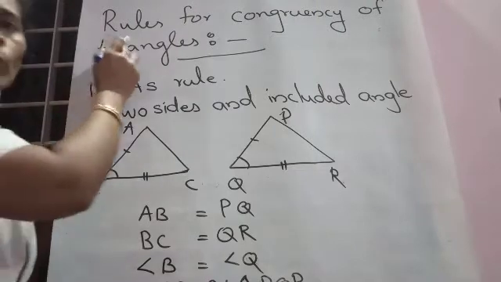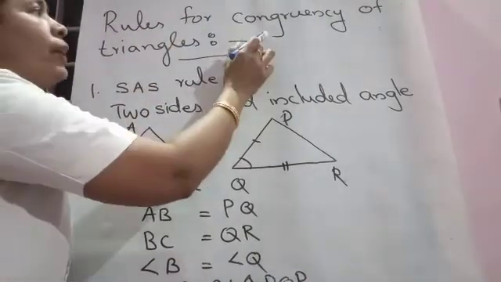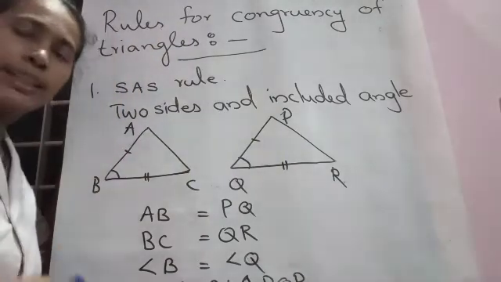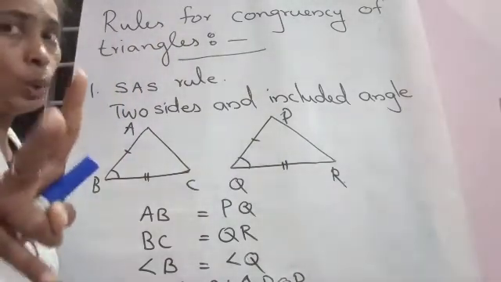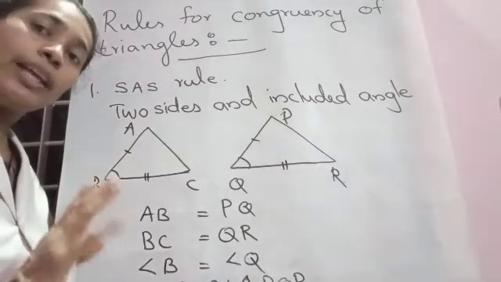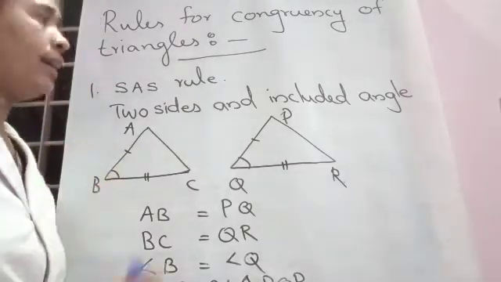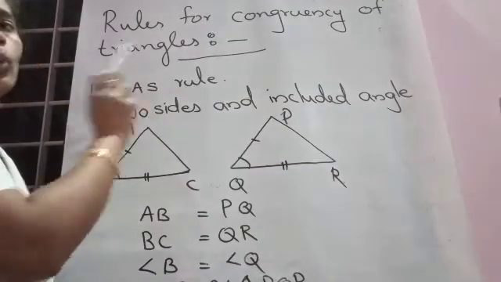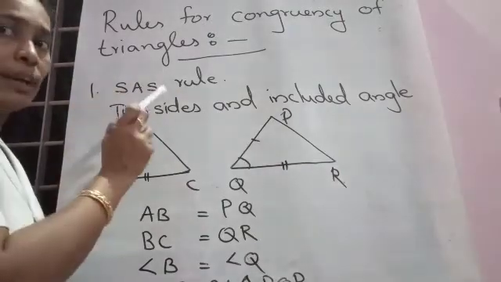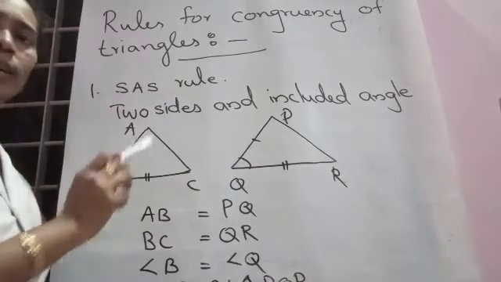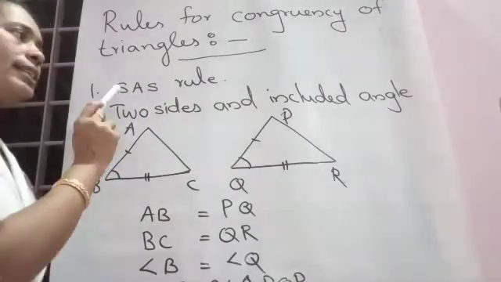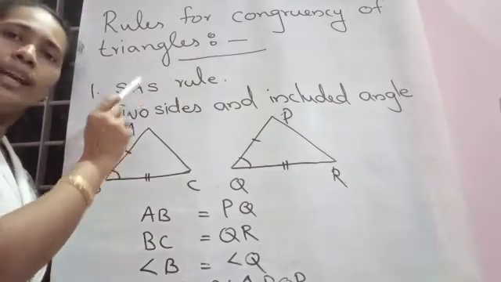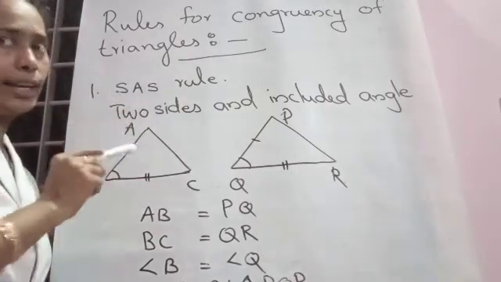So, rules for congruency of triangles. And for the first exercise, we need only two rules. That's why the teacher is explaining about only two rules. And the first one is called the SAS rule. Use capital letters, SAS. What is SAS? Side, angle, side.